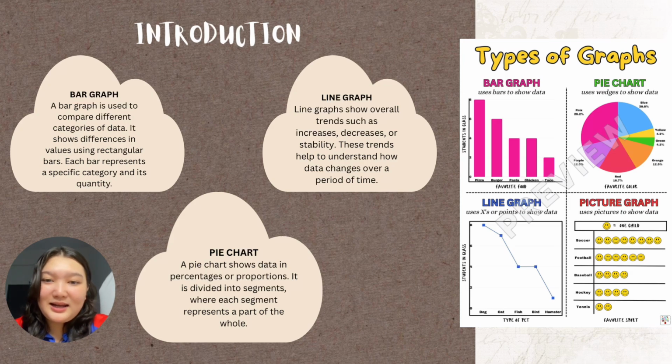Last but not least, a line graph is used to show changes over time. It connects data points using lines to display trends and patterns. Also, line graph shows overall trends such as increase, decrease, or stability. These trends help to understand how data changes over a period of time. Specific changes in line graph can be described using different degrees, such as slightly, gradually, or significantly. This provides a clearer explanation of data movement.